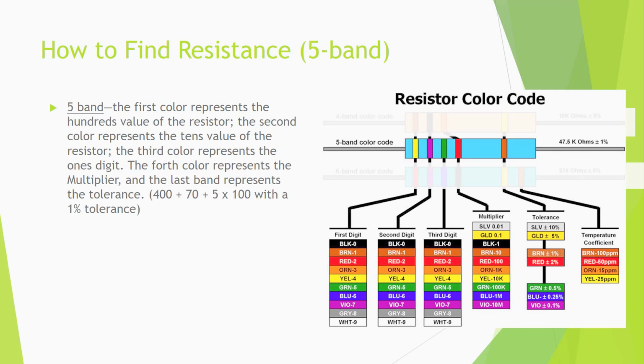A 5-band is very similar to the 4-band, except there's an extra band that represents the hundredths digit. For this instance, the first digit, which is yellow, is 4. The second digit is purple, which is 7. And the third digit is 5. Then the next band is your multiplier again, which in this case is 1000. And then your tolerance again, which is 2%. So the total value of this is 47.5 thousand ohms.